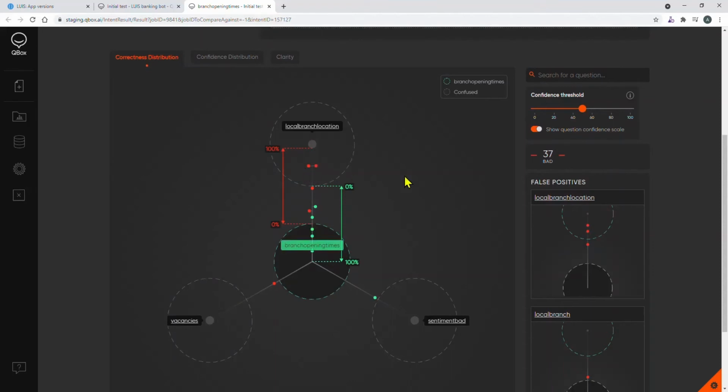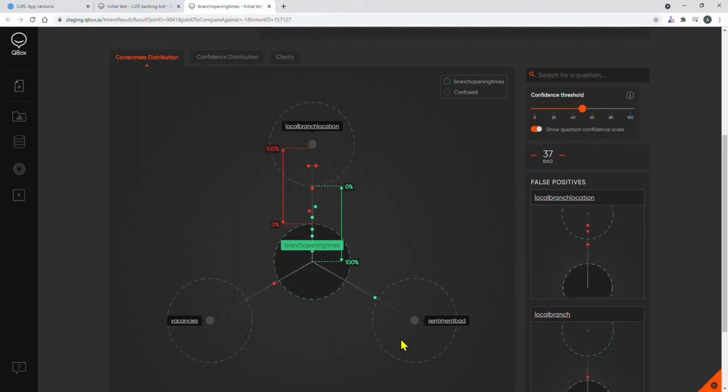Ideally, all utterances should be in green and well within the centre circle, as this represents my branch opening times intent. This dotted line represents my confidence threshold, and this can be adjusted here to match your own confidence threshold. The circles in grey indicate confused areas.